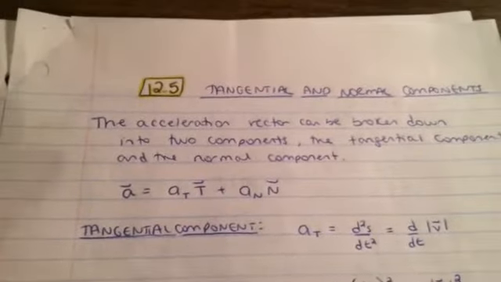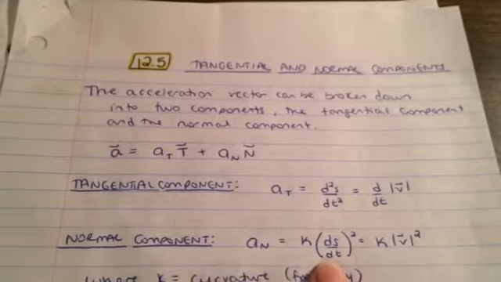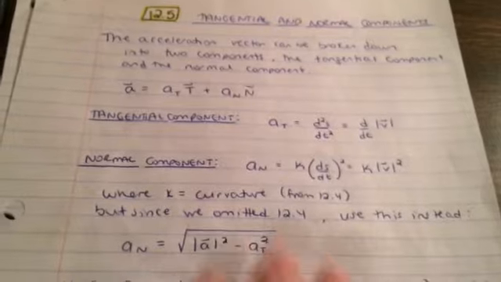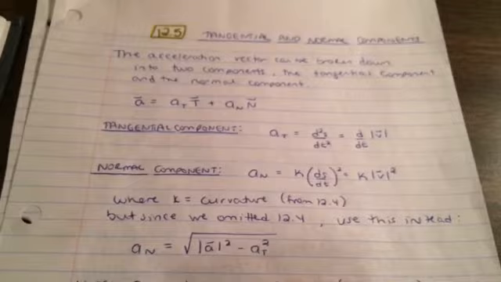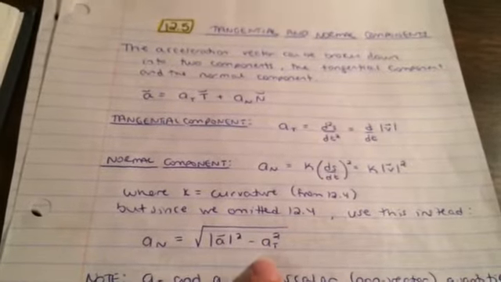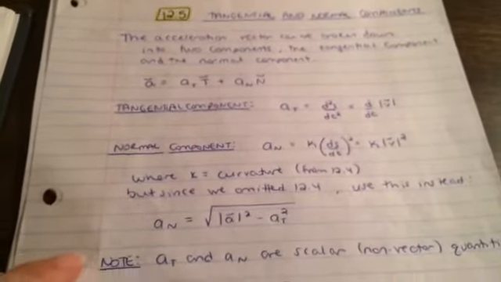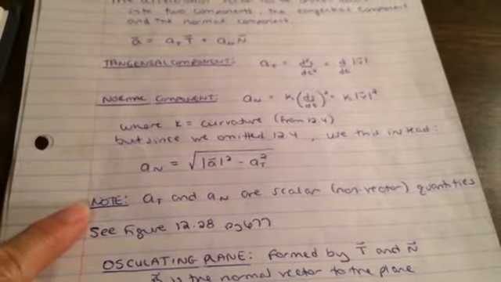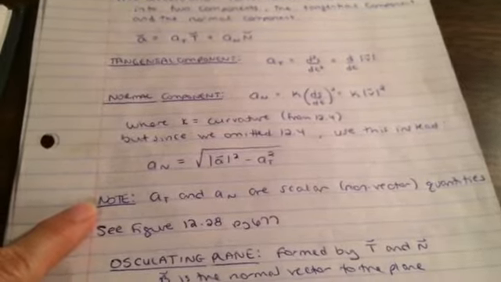So in my notes, I have the information about the tangential and normal components. And I do have this one in my notes just because when I made my notes, I thought we were doing curvature, and we're not. So do not write that one. By the time I wrote it, I realized we were omitting curvature. So we have this one that we're using instead. I just didn't want to have to white out everything. So here, a sub t and a sub n are scalar quantities, meaning not vectors. It doesn't mean they're constants. They typically are functions of t, but they are not vectors.